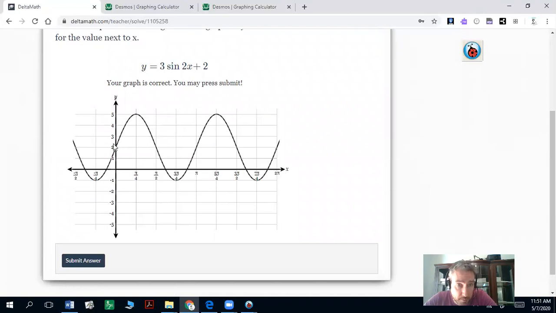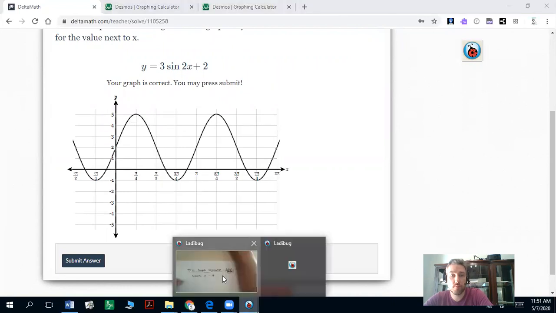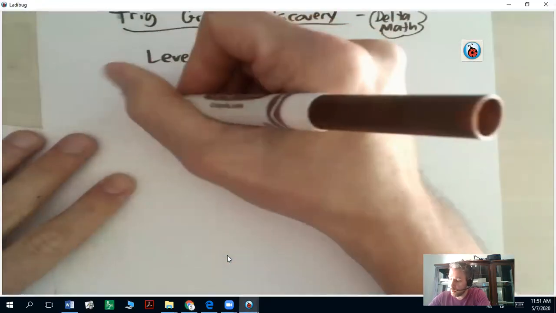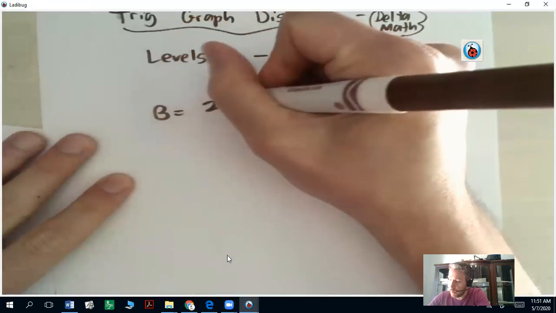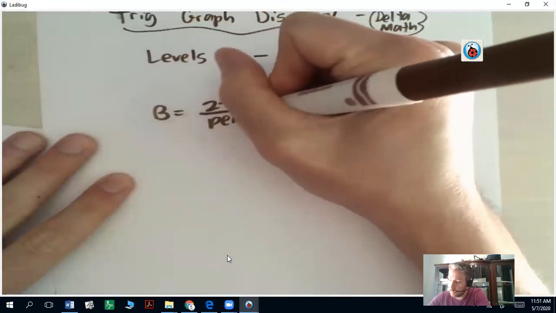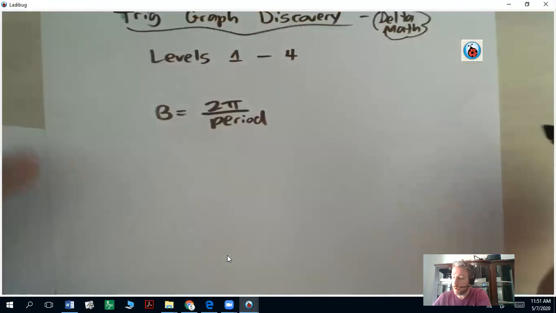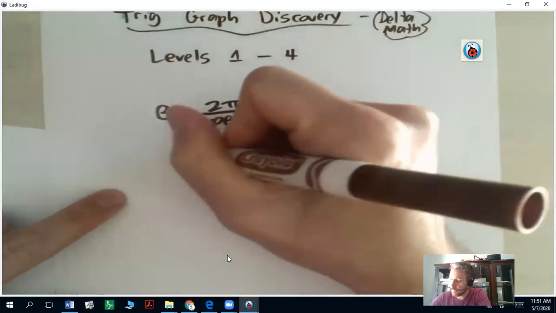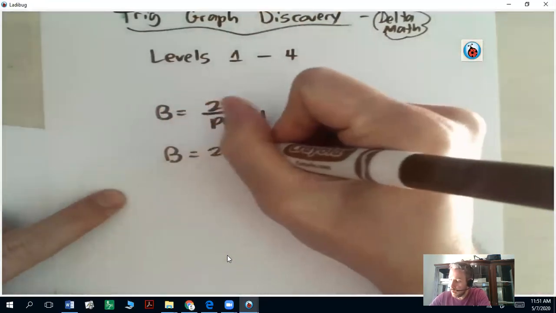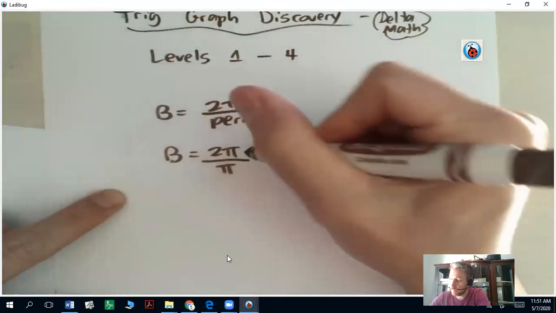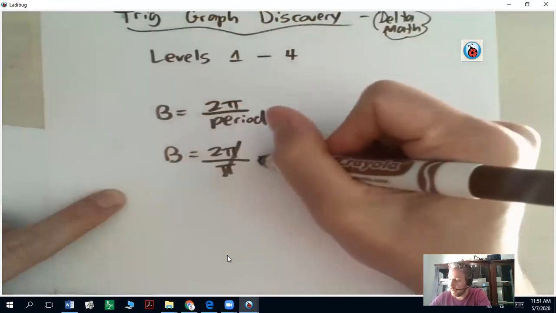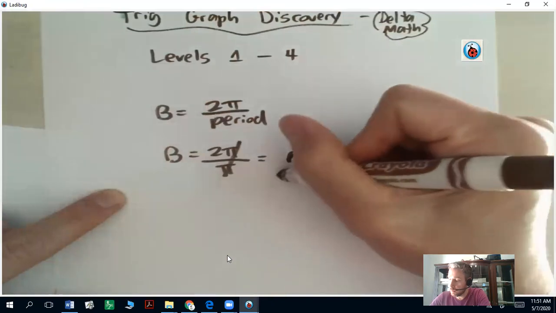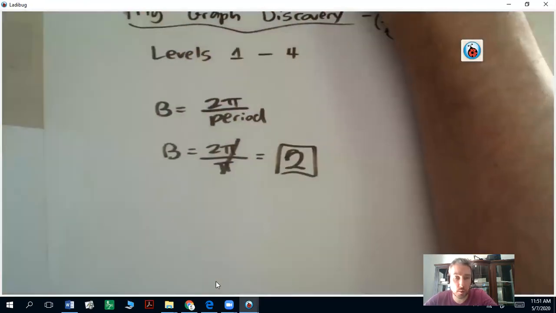So if you look at the graph, I'll show you why the 2 exists. If you look at the midline, you go up, down, down, and up. Its period is pi. Now remember, the formula for b is 2 pi over the period. So if my period is equal to pi, I would do 2 pi divided by pi. Cancel out those pi's, and that b value should just be 2. So that's why the 2 worked in this problem.